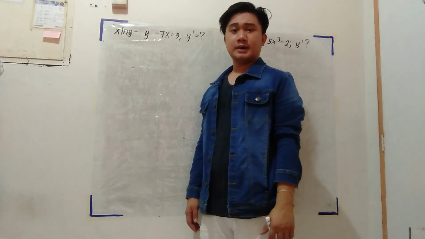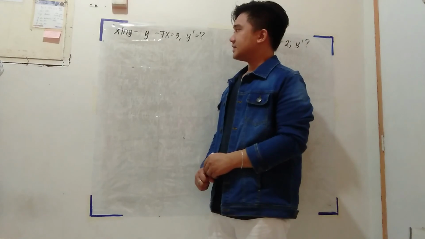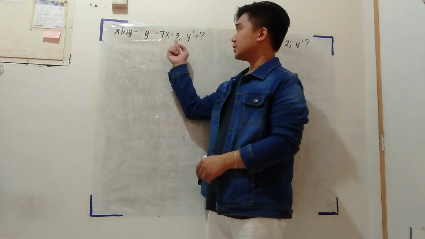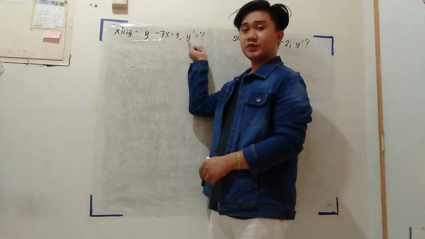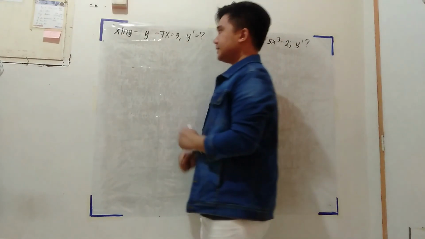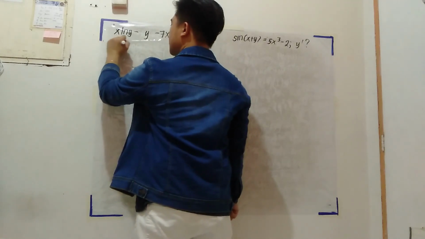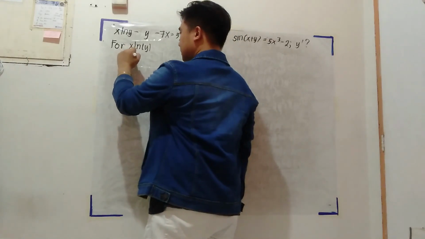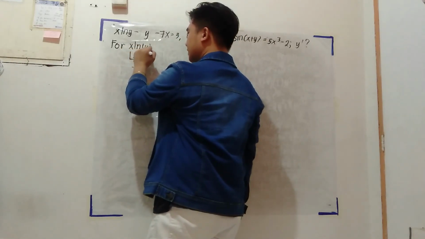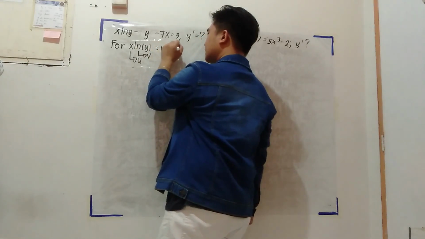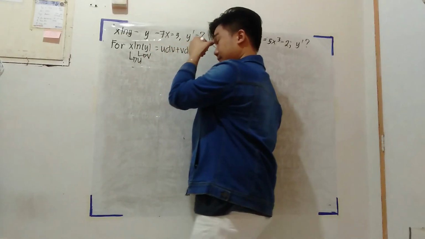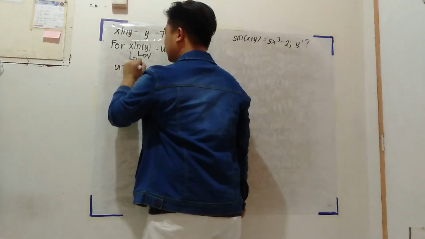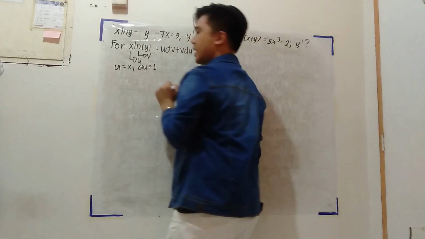So more examples about implicit differentiation. This time we have x ln of y minus 7x equals 3. So we were asked to find y prime. Okay? So for x ln y, dito lang kayo medyo maninibago. Again, you have u and you have v. So this will become u dv plus v du. Okay? So, your u is x and your du is equal to 1.